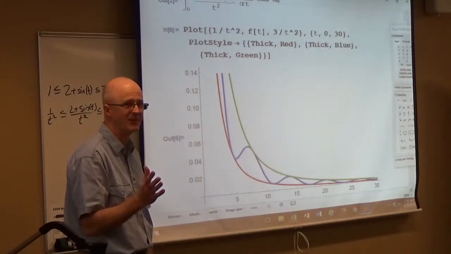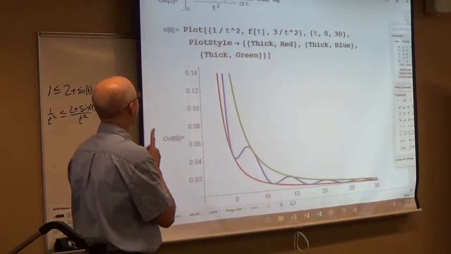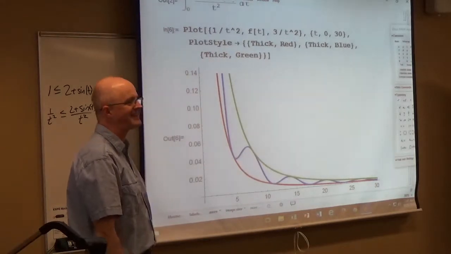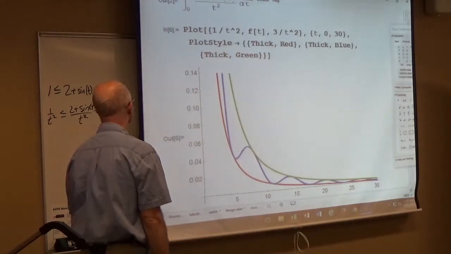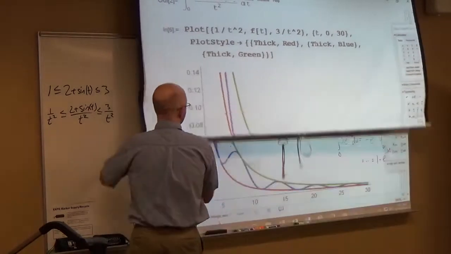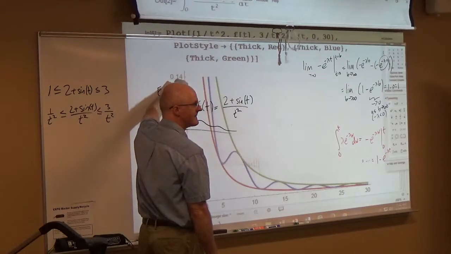So by the comparison test, the integral under the blue should converge. I know the problem. It goes to infinity. I need to start at t equals 1 if I use this. The problem is at 0. It goes to infinity there, yeah.